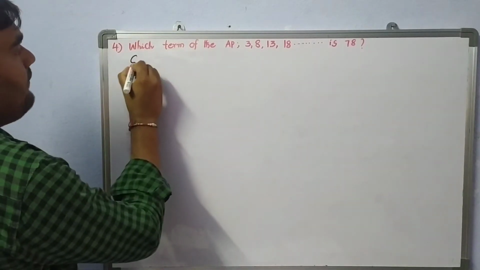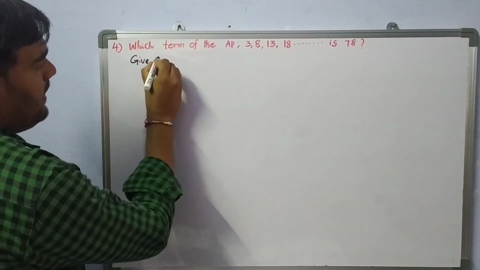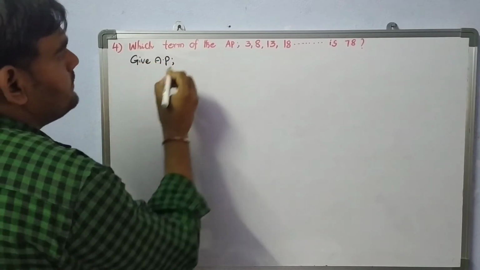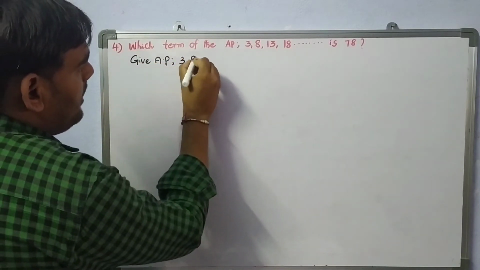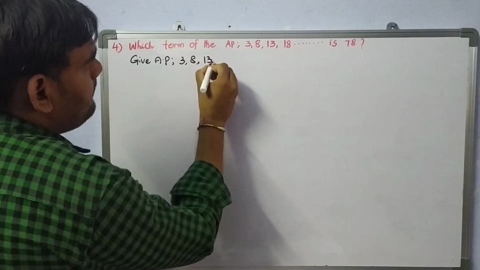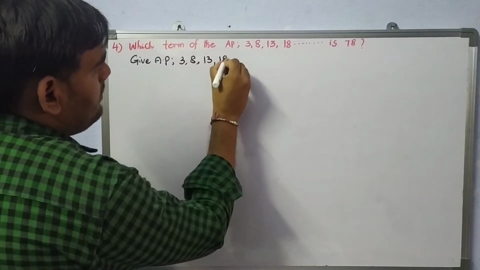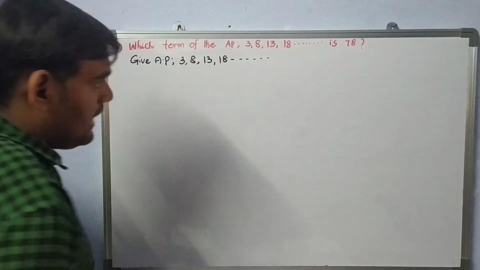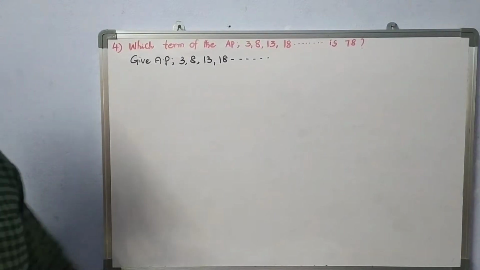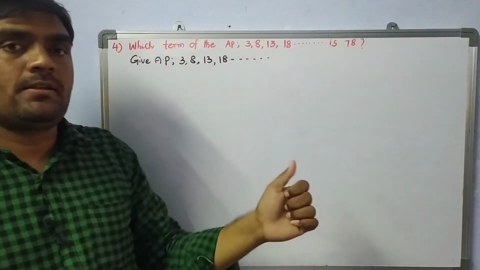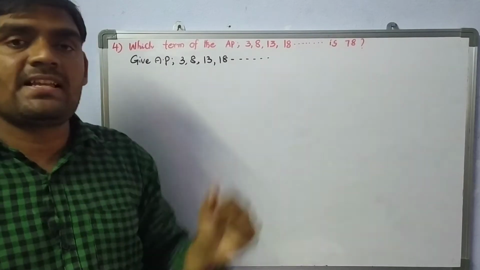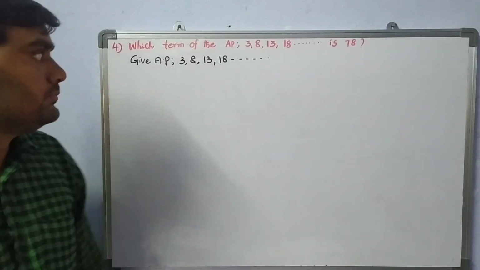First, the given AP is 3, 8, 13, 18 and so on. For which term will we get 78? So 78 is nothing but the nth term.